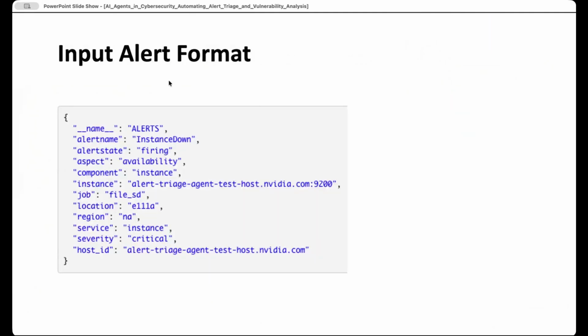If you're wondering what the alert looks like, this is a brief version of the alert format, right? So this is the alert, and then what is the alert name, in terms of availability, what's the component, which instance it is, what is the job location region, and what is the service, etc. This kind of monitoring system may generate lots of alerts in certain formats, right? And then these are going to be the inputs to the multi-agent service.